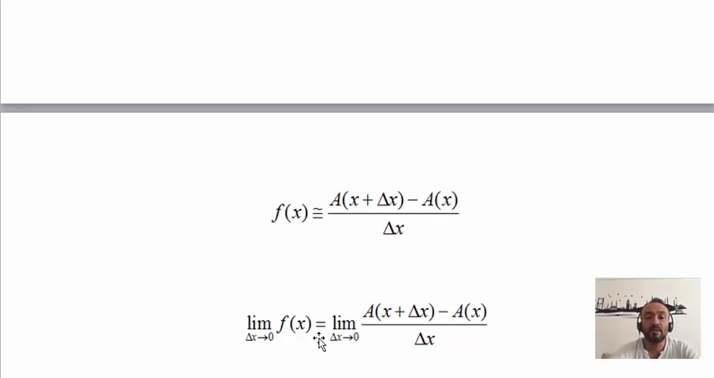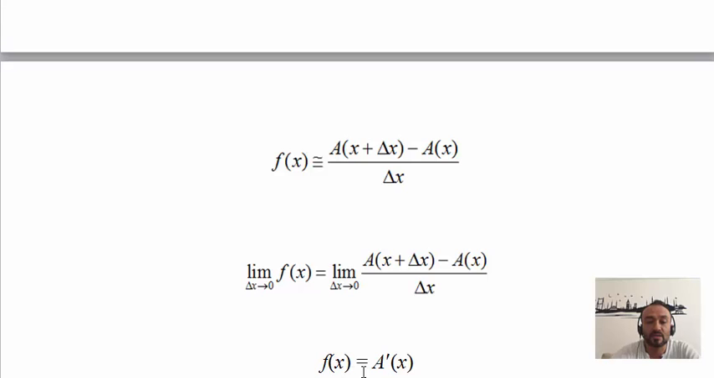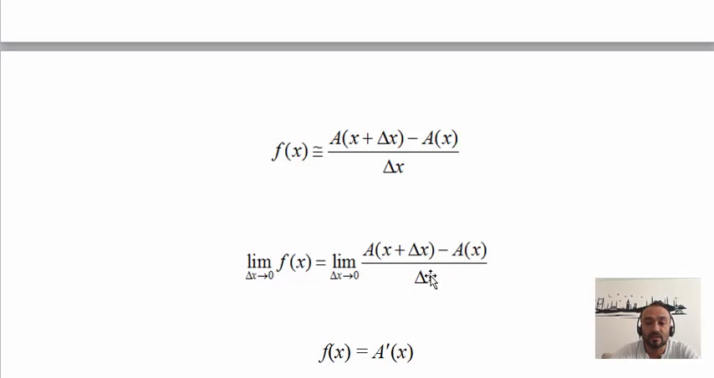So please just think for a while, what is the result of this limit and this limit? The result will be f(x) is equal to the derivative of A(x). Why? Because here the function is independent of delta x, so f(x) is just in the role of a constant with respect to delta x. So the limit is f(x), and here you must remember the definition of the derivative, so the derivative of A(x).